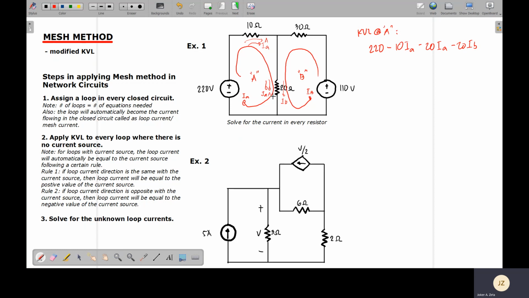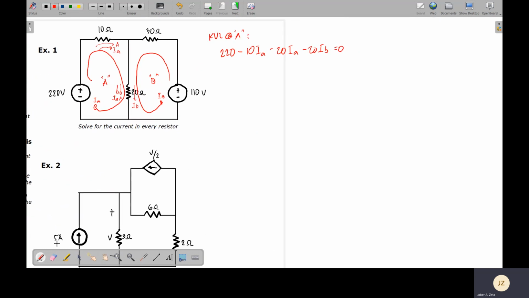Now, we have already added all the voltages on this closed circuit, so we can equate this to 0. Let's say this is our equation number 1, KVL at loop A. Recall, we only need two equations. If we simplify this, it will be 220 minus 30 IA minus 20 IB equal to 0. Let's make this our equation number 1.